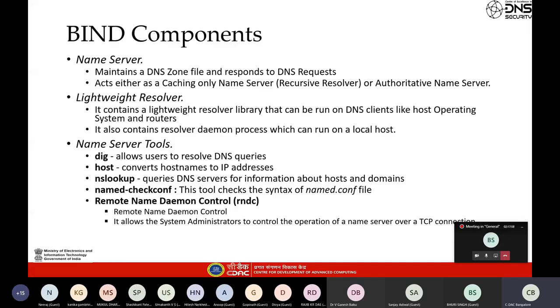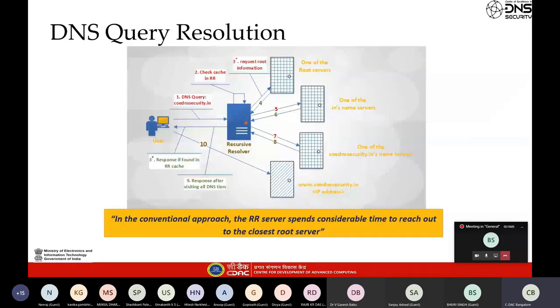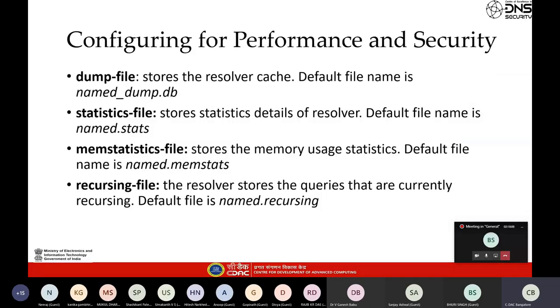Right. So this was the general DNS query resolution, and we had a look at a few logging utilities. We can create a dump file. We can create a statistics file of the number of queries resolved, number of queries dropped, number of server fails. All these can be captured as statistics files. Memory statistics of our server, and recursing files. The query which is under resolution recursively through the DNS hierarchy will be logged as part of this.